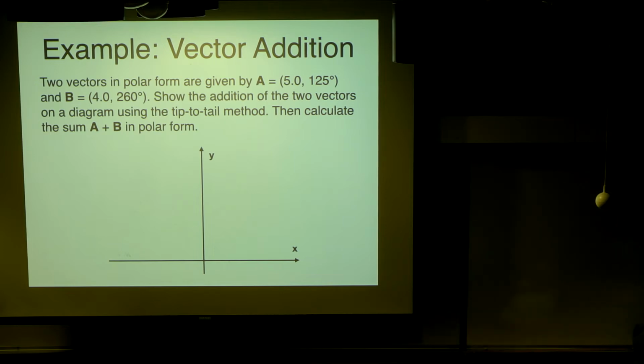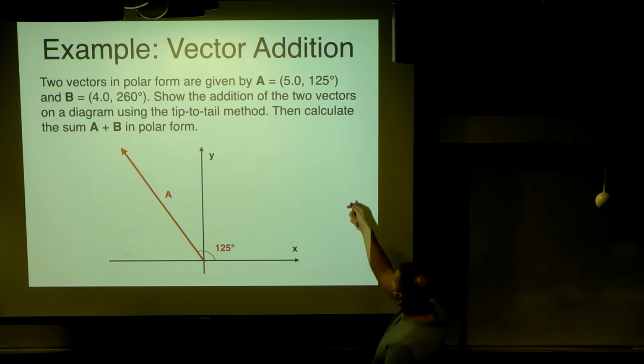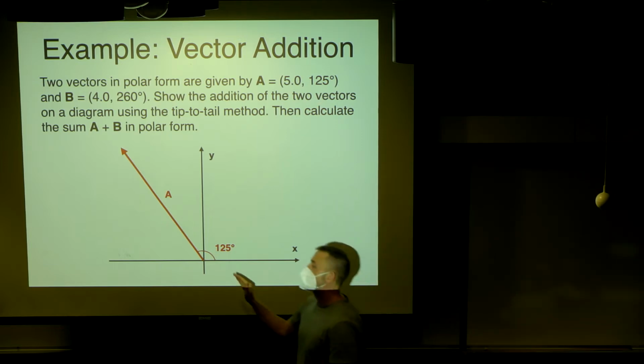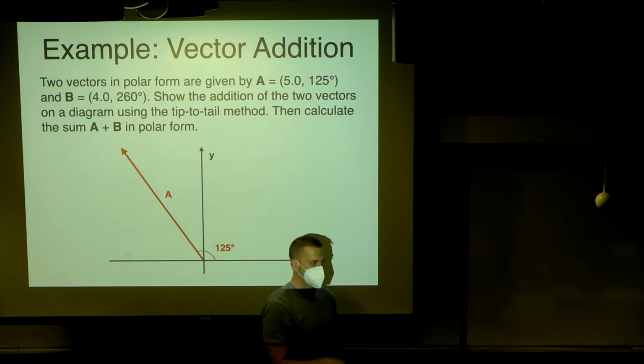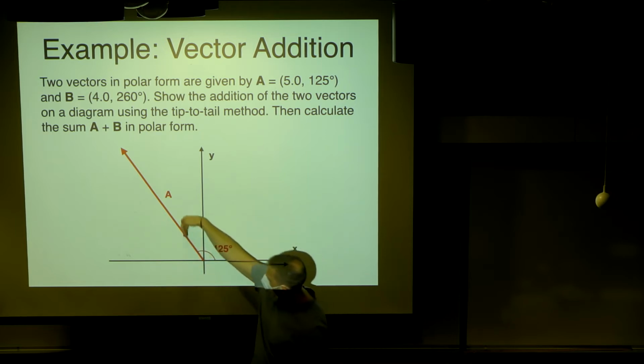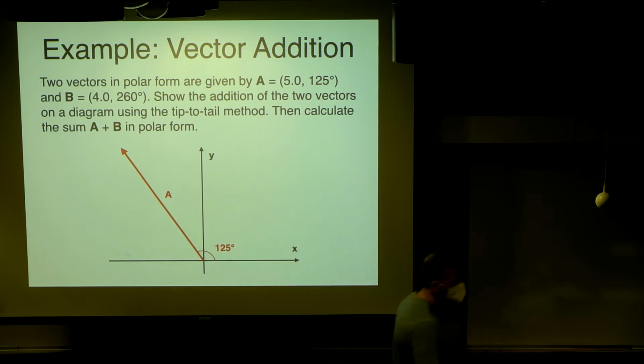Remember how this works? Start by drawing vector A. A has a polar angle of 125 degrees. That puts it pointing into the second quadrant like this. Okay, so 125 degrees off the x-axis shows you where vector A is going.